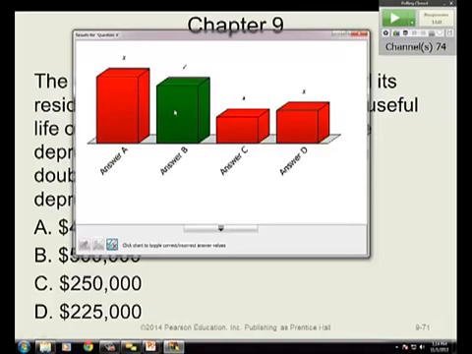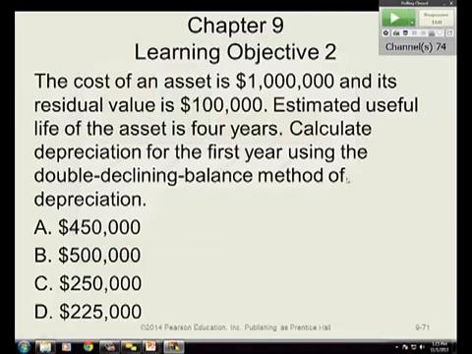So in year one, you multiply that out. The beginning net book value is $1 million. Multiply that by 50%, and you get your double declining balance depreciation of 500.